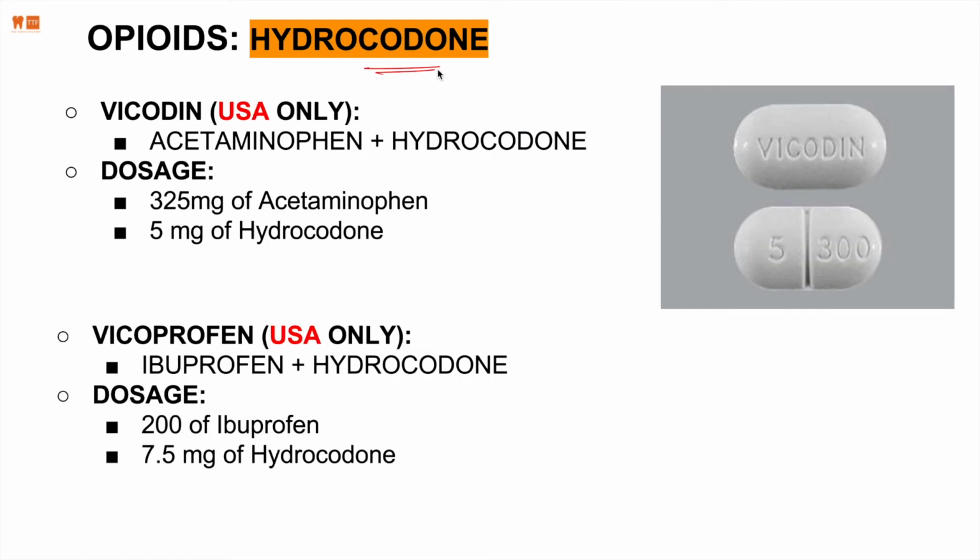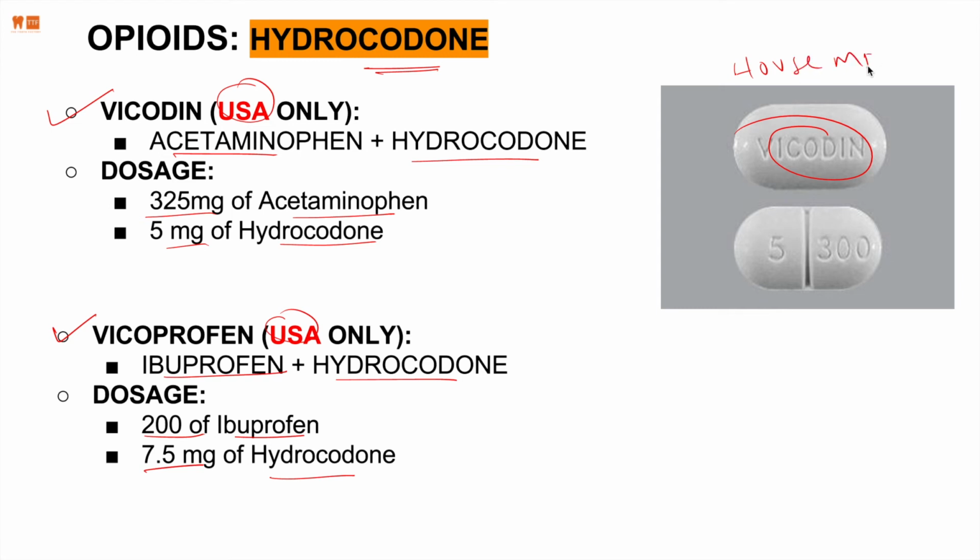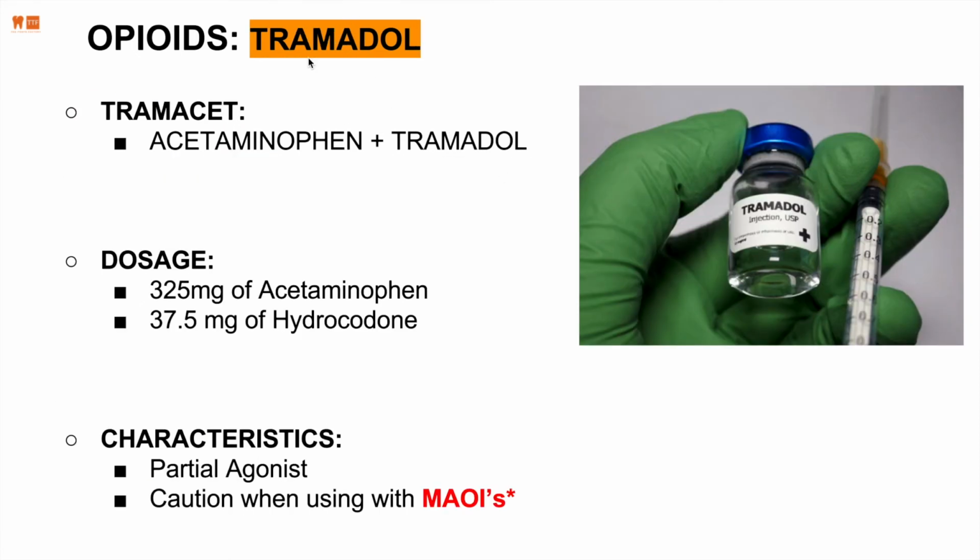Hydrocodone, again, a synthetic derivative, known as Vicodin, sold in the States only, with acetaminophen and hydrocodone at 325 milligrams of acetaminophen with 5 milligrams of hydrocodone. And then Vicoprofen, as you can tell, US only, ibuprofen with hydrocodone. Dosage 200 milligrams of ibuprofen and 7.5 milligrams of hydrocodone. To remember this, guys, whoever's watched the series House MD, Dr. House was addicted to Vicodin in the States. That's hydrocodone, guys, hydrocodone. Next opioid is Tramadol.